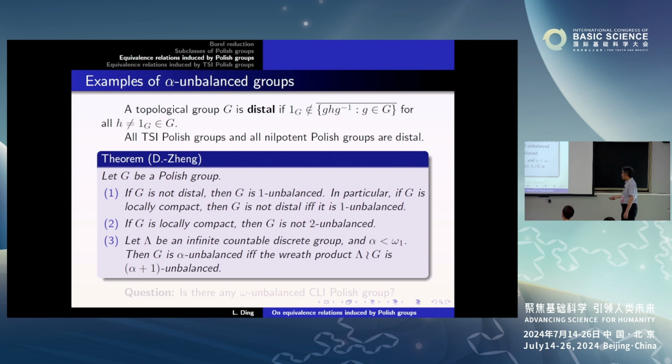Then, now we use the wreath product. Here, if lambda is an infinite countable discrete group and alpha less than omega 1, then G is alpha unbalanced if and only if the wreath product is alpha plus 1 unbalanced. So we can use the wreath product to get higher and higher levels of unbalance. But at this level we can only go plus 1, plus 1, plus 1, so we get any natural number level, but we cannot get the omega unbalance. Indeed, so far we didn't find any example of omega unbalance.